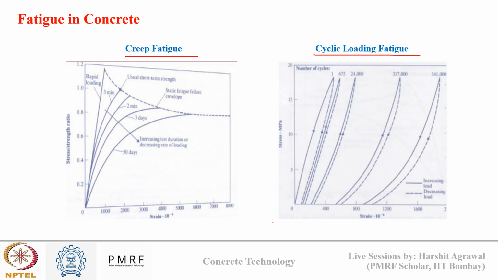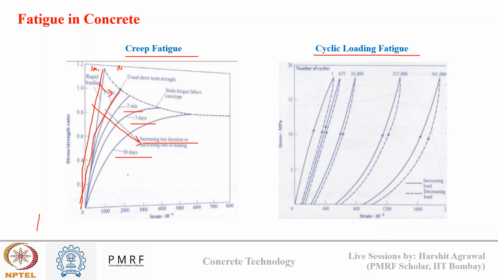Okay, so on this slide in the first figure, you can see how the duration of creep fatigue loading increases from rapid loading. This curve is rapid loading. Suppose rapid loading is happening in 1 minute, so I am decreasing the loading rate and applying the load at a smaller rate. It is taking 3 minutes to reach failure. Then I am applying load at a further smaller rate, and then further smaller again. This is how I am increasing the duration of testing by reducing the rate of loading.